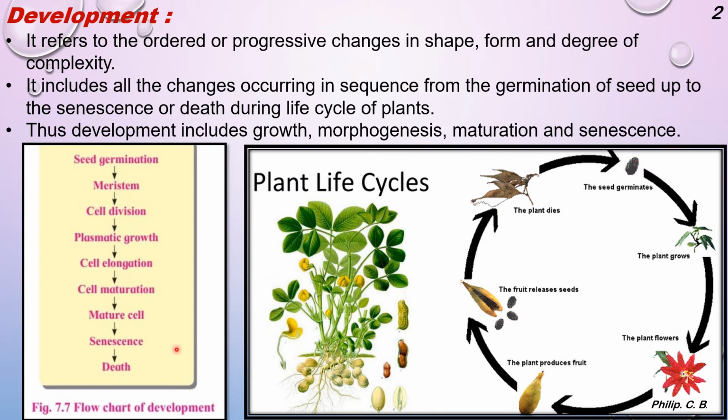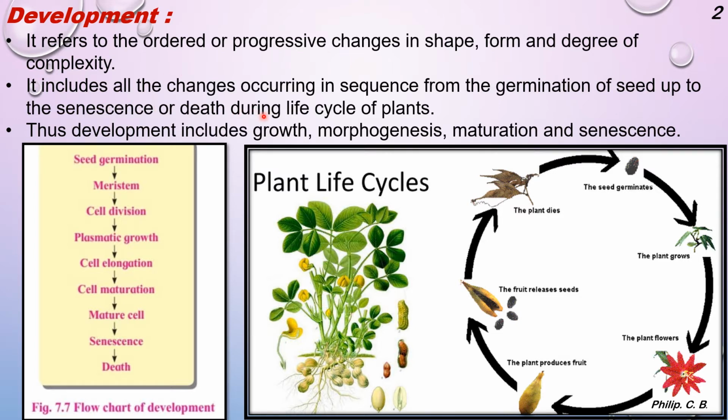Also, you can see the flow chart of development, figure 7.7, taken from the text, where right from the beginning, seed germination, followed by meristem, cell division, plasmatic growth, cell elongation, cell maturation, mature cell, senescence, and finally death takes place. Now, coming to the first point, development refers to the ordered or progressive changes in shape, form, and degree of complexity. That is, based on the type of plant, the shape, structure, and form all change.